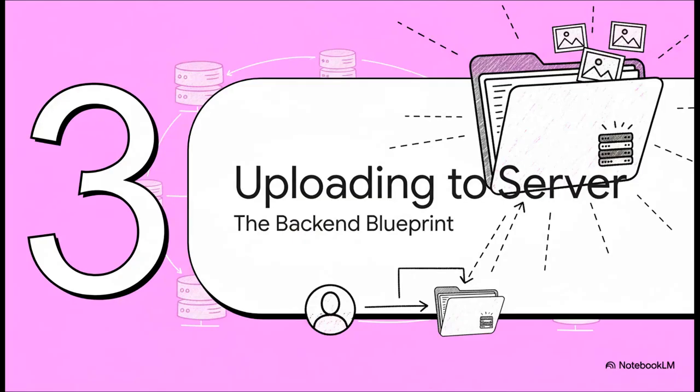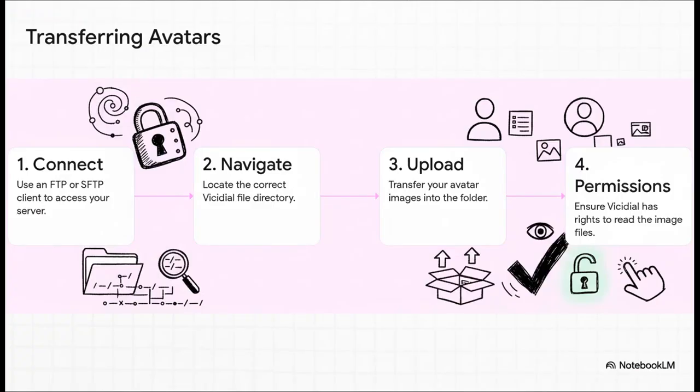Okay, so our avatars are designed and ready to go. Now, we've got to get them onto the Vicidial server. The best way to think about this step is like placing your photos into the exact right folder of a huge digital filing cabinet. We have to do this so the system knows precisely where to find them. And the process itself is pretty straightforward. First, you're going to connect to your server. You can use a tool like FileZilla or WinSCP. That's what's known as an SFTP or FTP client.